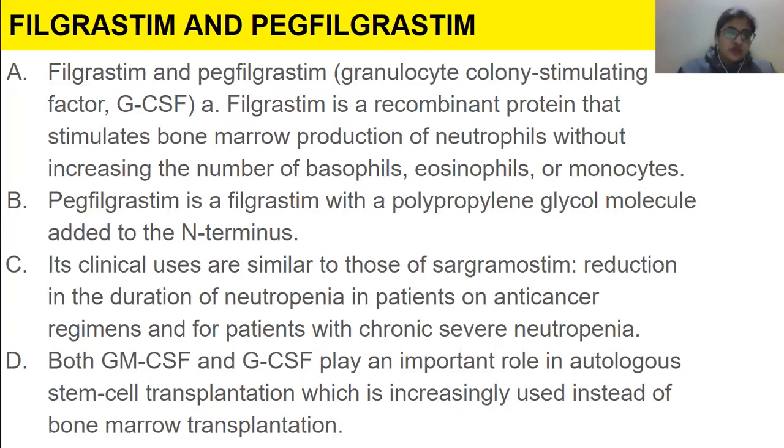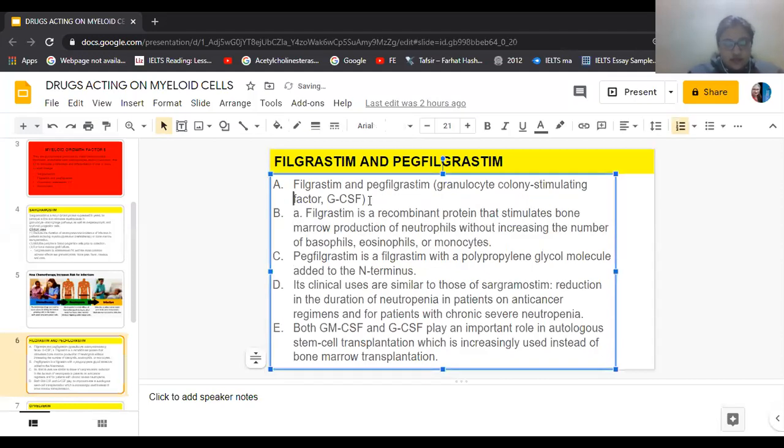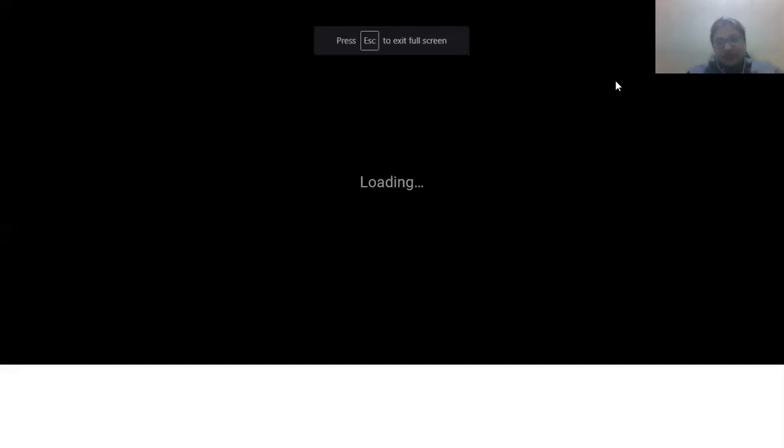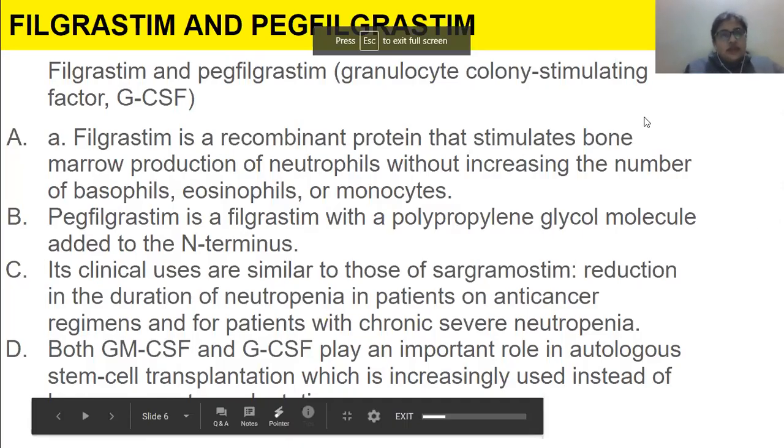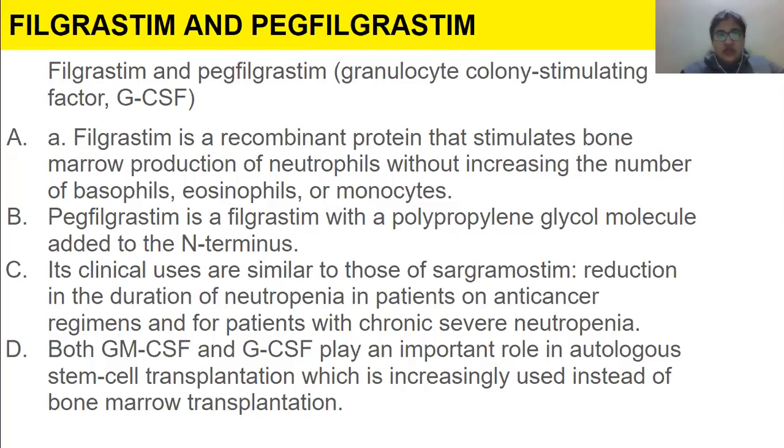The other class of drugs which we want to talk about is filgrastim and pegfilgrastim, okay? So it is a recombinant protein. All right. So these are granulocyte colony stimulating factors, which we can also call GCSF, okay. It is a recombinant protein that stimulates bone marrow production of neutrophils without increasing the numbers of basophils, eosinophils, or monocytes, okay.